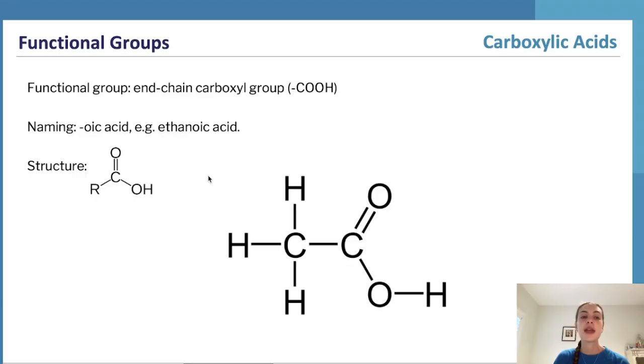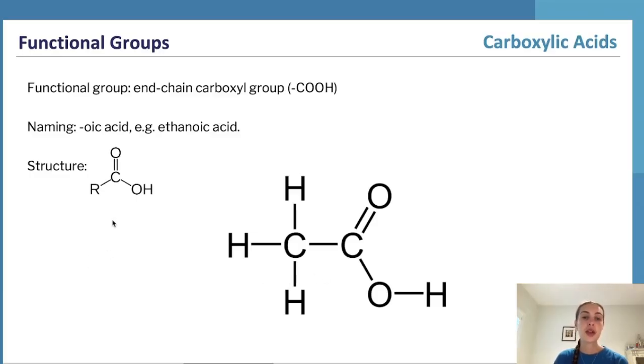And so the naming for these is we have the suffix of -oic acid. For example, ethanoic acid, this molecule shown here. We can see the ethane part comes from the 2 carbons along the main chain. Instead, now we've substituted the end of the molecule to have an end-chain carboxyl group, which has changed this from an ethane molecule to an ethanoic acid molecule.